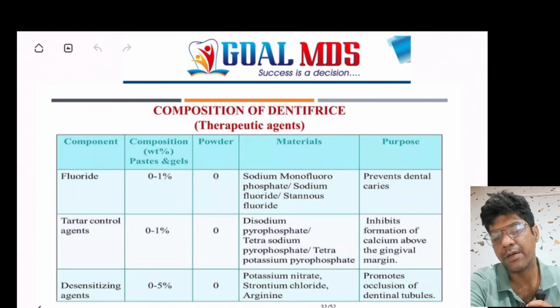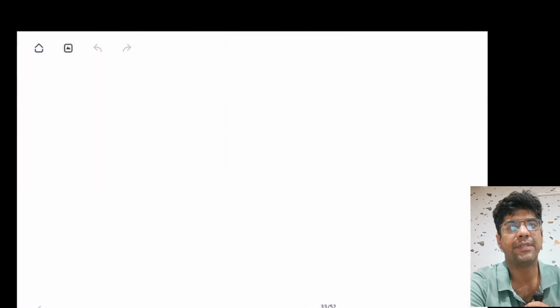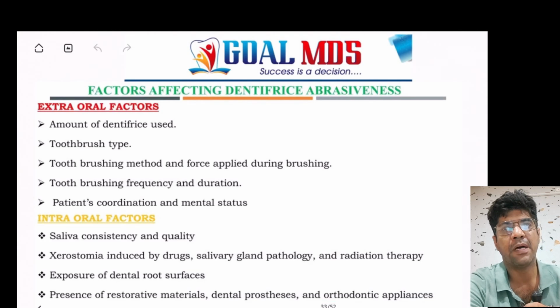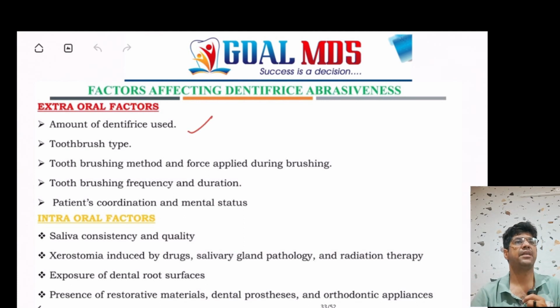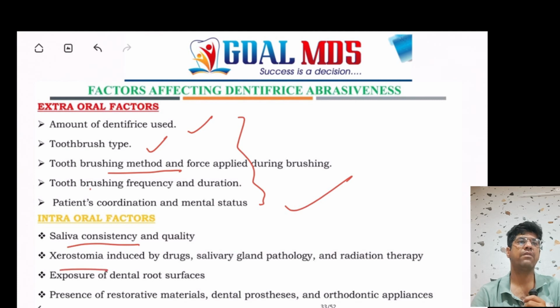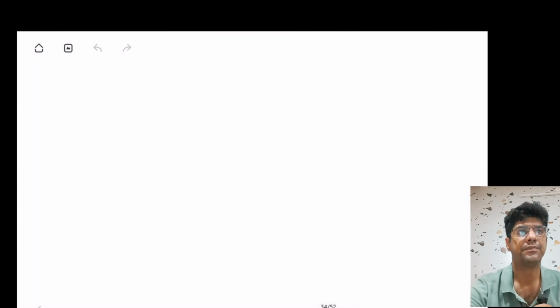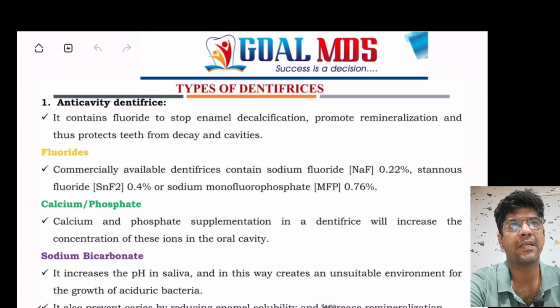So remember the components of the toothpaste. Many MCQs have been asked in your entrance exam based upon this. Now, what are the factors that will affect the dentifrice? Abrasiveness, amount of dentifrice used, toothbrush type, toothbrushing method, toothbrushing frequency and duration. The intraoral factors are salivary consistency, xerostomia, etc. So these are the factors that affect the dentifrice abrasiveness.